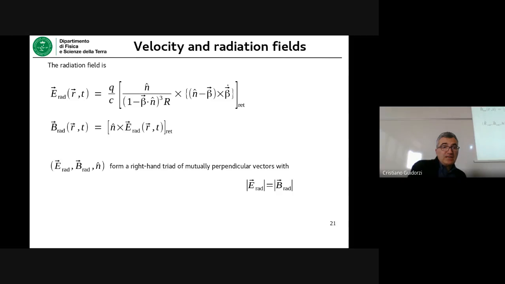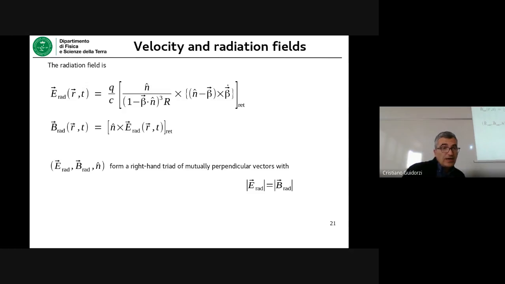And mind that N, where N, again, I keep saying, is the unit vector between the position of the particle at the retarded time and the position at which you want to calculate the electromagnetic field. So it's important to remember that the set of three, E rad, B rad, and N, are a right-hand triad.